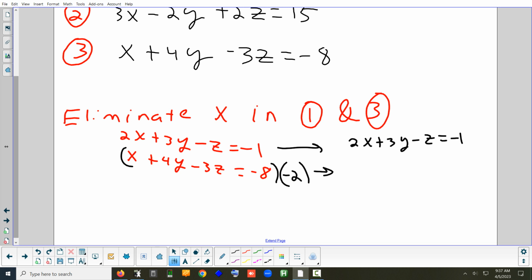Matt, what do I get if I multiply the bottom by -2? -2x plus -8y plus 6z equals 16. Okay, we want to double check. So we got -2x minus 8y plus 6z equals 16. Perfect. Now add them up. What happens when we add all the columns up here? The x's are going to cancel. That's exactly what I wanted to happen. 3y minus 8y gives me how much?